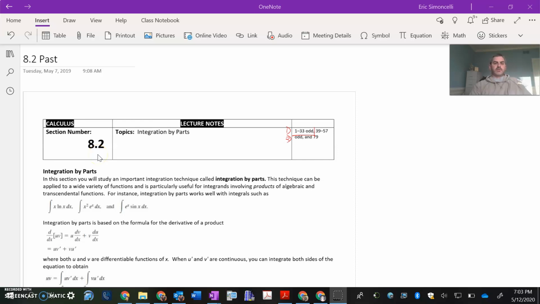Hi everyone, welcome to section 8.2, Integration by Parts. In this section you will study an important integration technique called integration by parts.